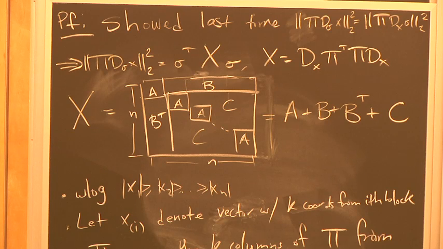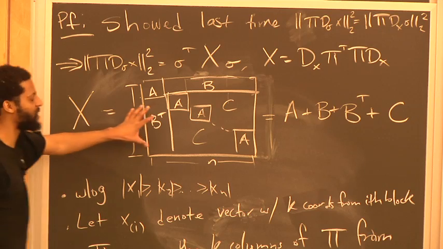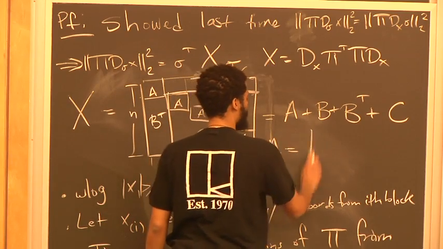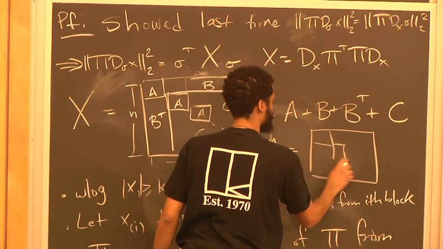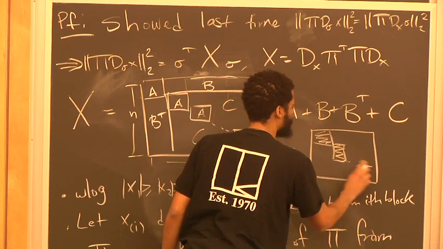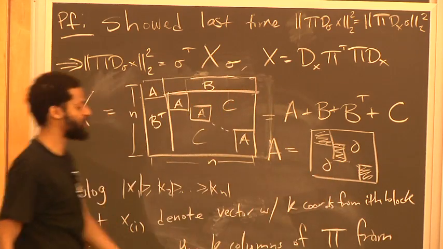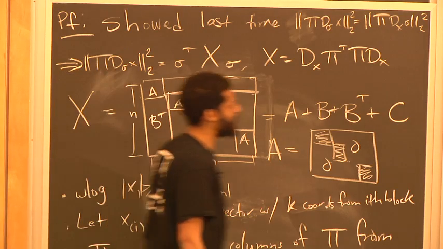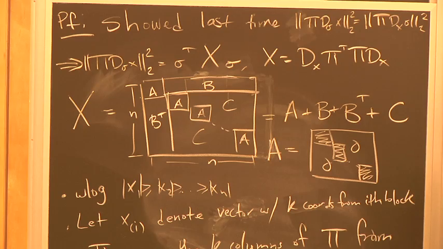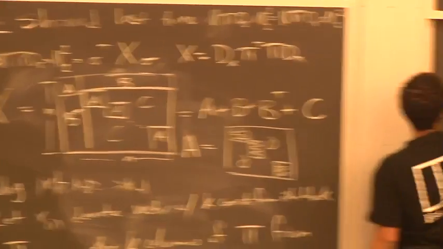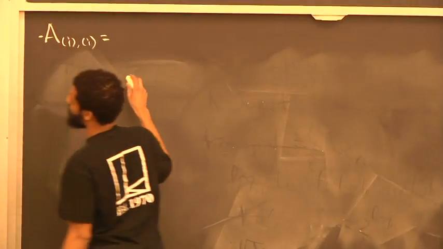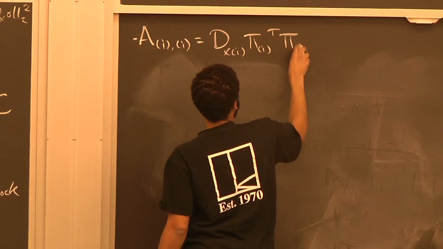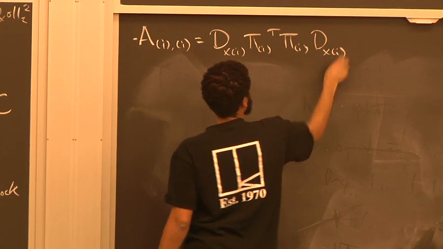Why are the diagonal blocks all the same? Oh, I didn't mean to imply that they're all the same. What I meant to say was A includes those. So if you draw out A, it has stuff on the diagonal blocks, and then everything else got zeroed out. That's what I meant to say. So in particular, if you look at the ith block of A, for example A_II, this is equal to D x(i) pi_i transpose pi_i D x(i).